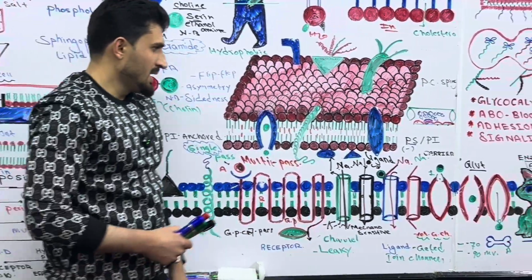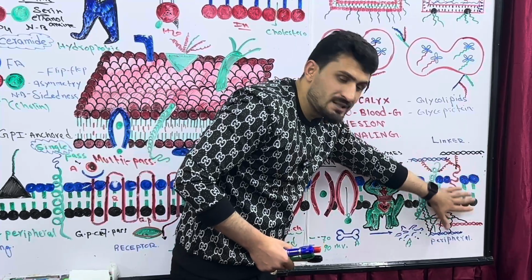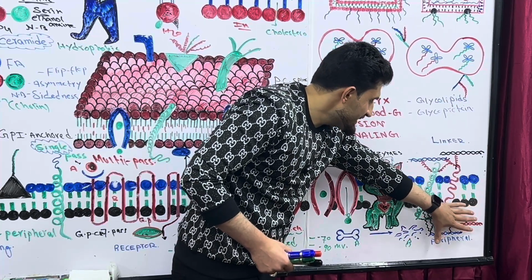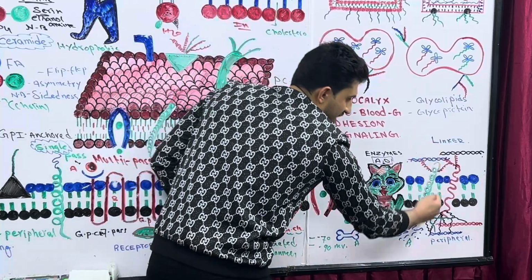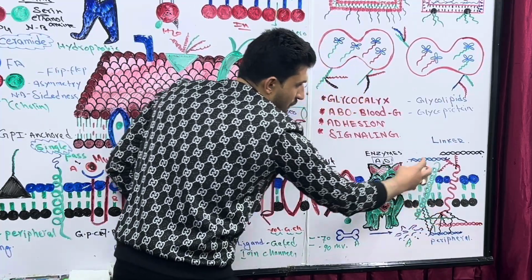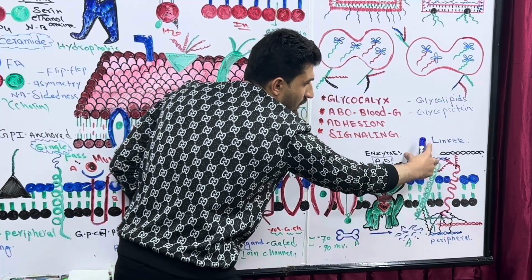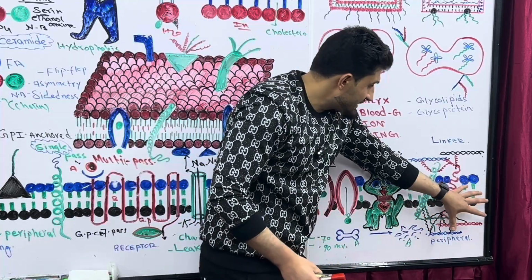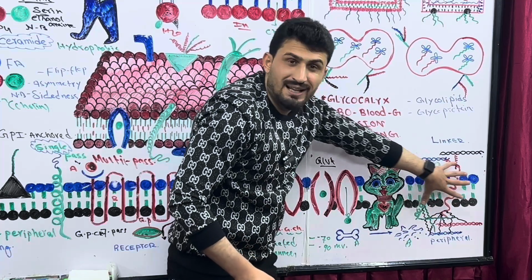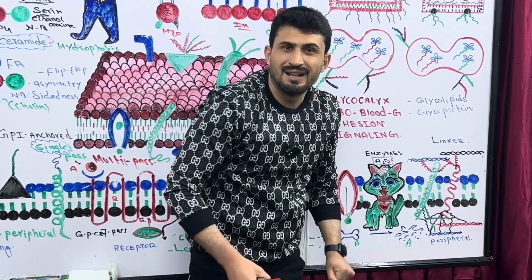Got it? And the fifth type of transmembrane and integral protein is called linker proteins. They are transmembrane proteins and they link the intracellular proteins to the extracellular proteins. They act as a backbone of the cell membrane and they give strength to the cell membrane.